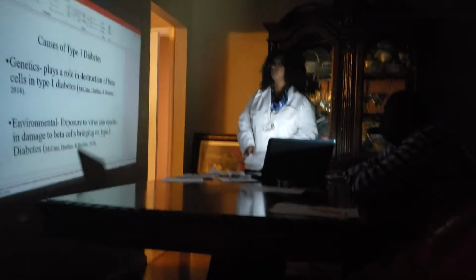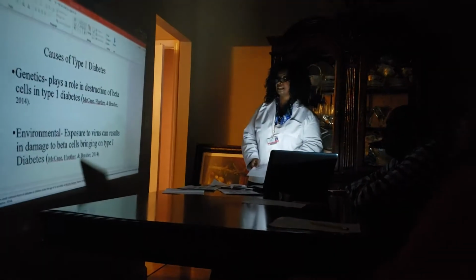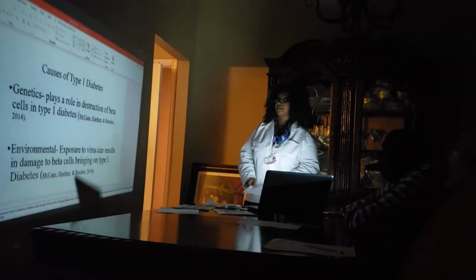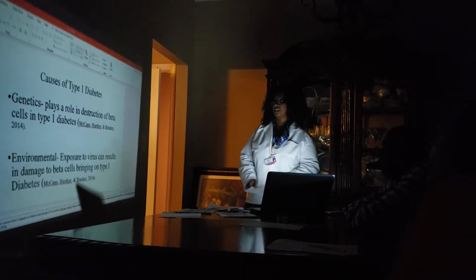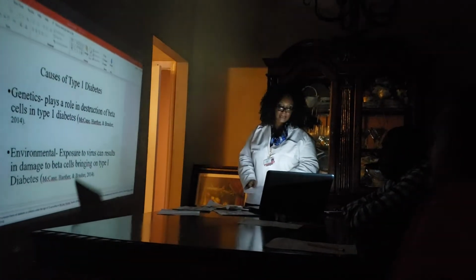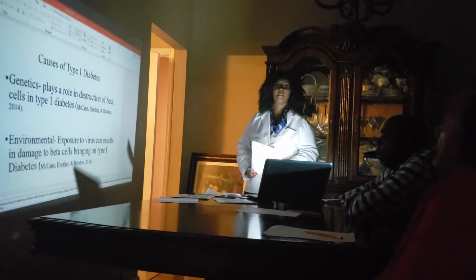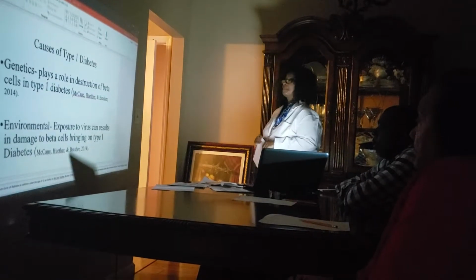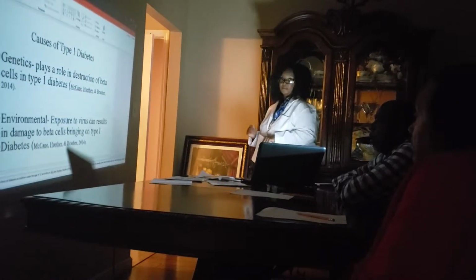Causes of type 1 diabetes is genetics. Genetics plays a role in the destruction of the beta cells in type 1 diabetes. And environment. Environmental exposure to a virus can result in damage to beta cells, bringing on type 1 diabetes. And this is the most common form of diabetes in children under the age of 12.